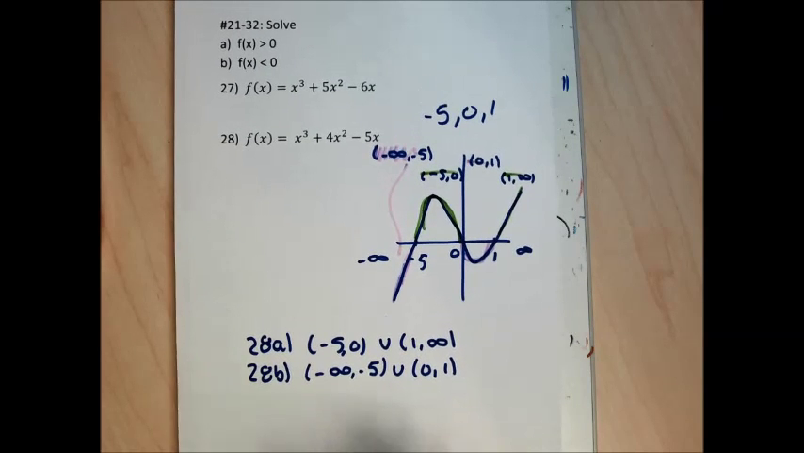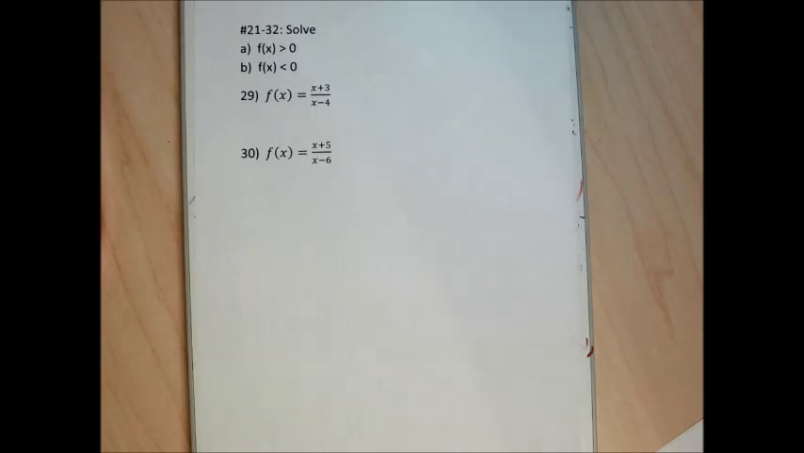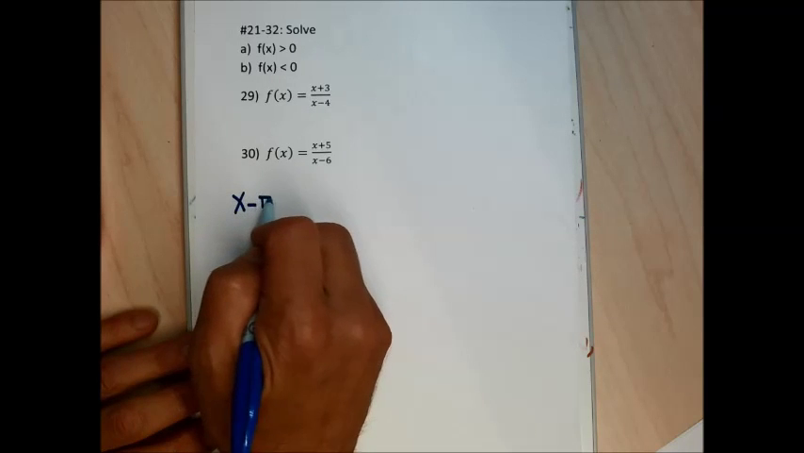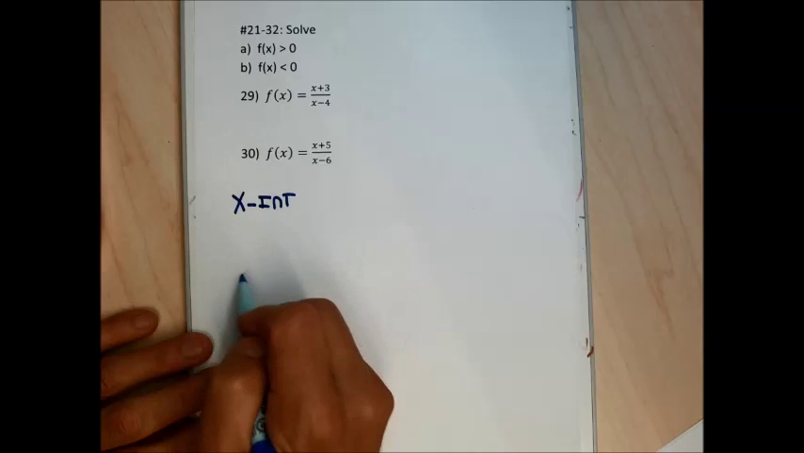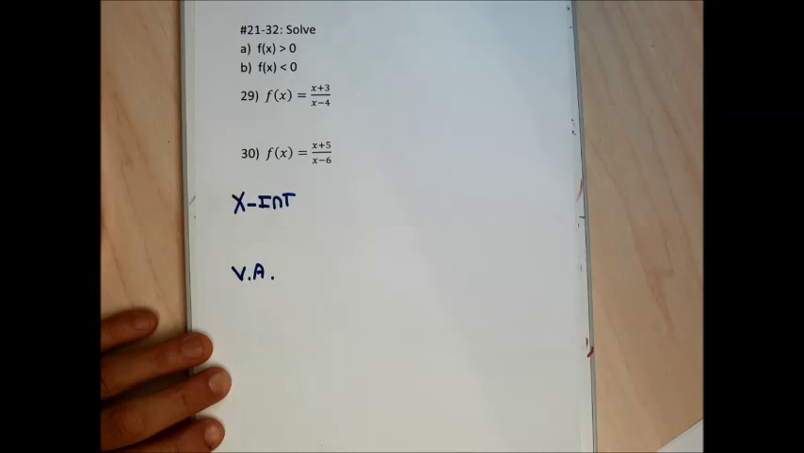All right, so you should be able to do 27 similarly. The next problems are fractions. Fractions, I have to worry about vertical asymptotes. For the fractions, I need to plot the x-intercept and the x-coordinate of the vertical asymptote on my x-axis.